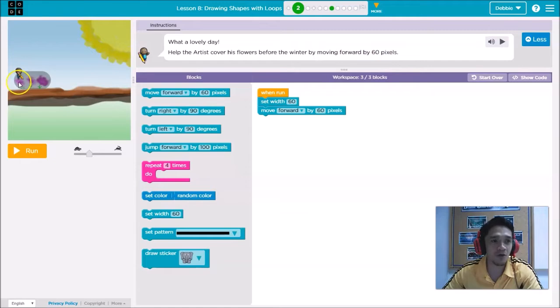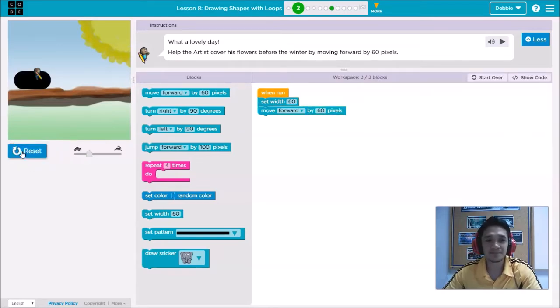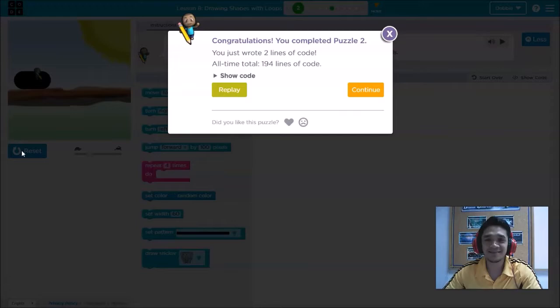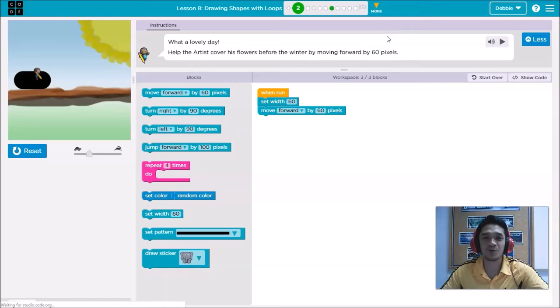So this artist will cover the flowers. Understand? Okay. If you look at it, we need only one block. We need to move forward by 60 pixels. This 60 is the size of our lines. Okay, let's try. You get it? Nice. Very good. Good job.